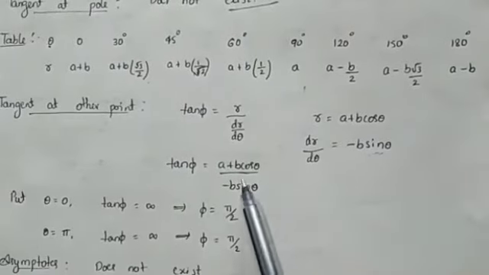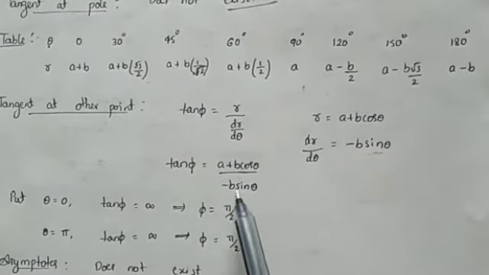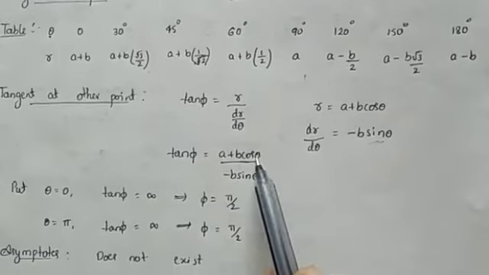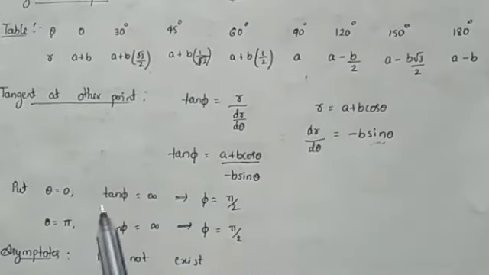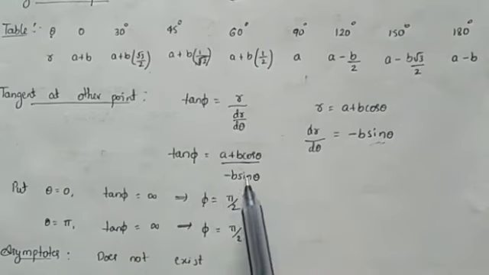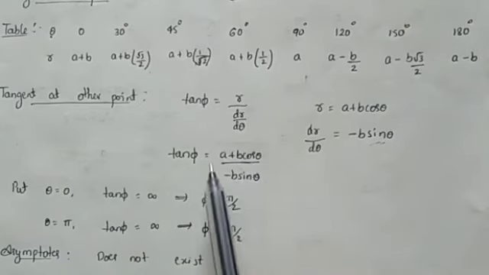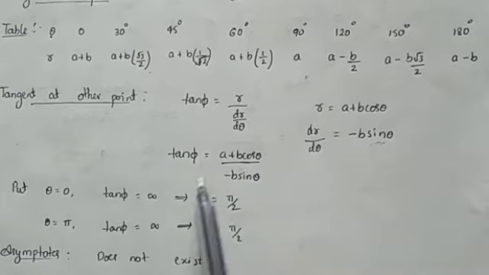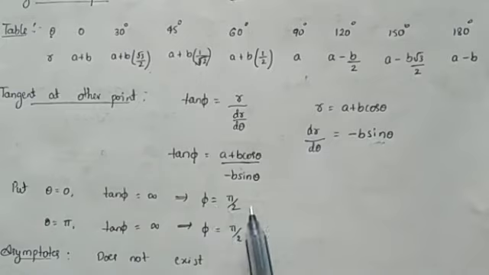We get tan psi equal to (a plus b cos theta) by (minus b sin theta). We put theta is equal to 0. We get tan psi is equal to infinity. Sin 0 is 0, cos 0 value is 1. We get (a plus b) by 0, which is infinity. So psi value is pi by 2.